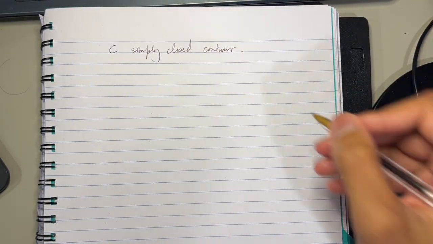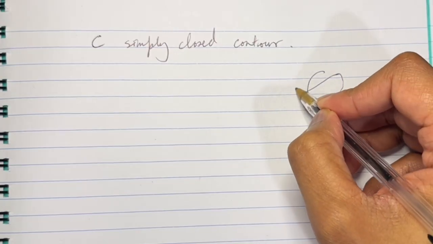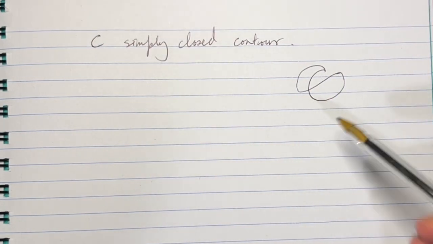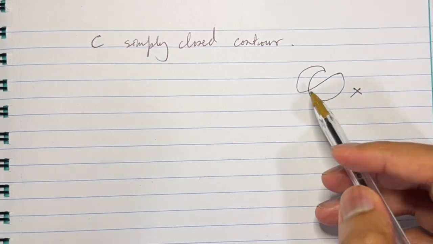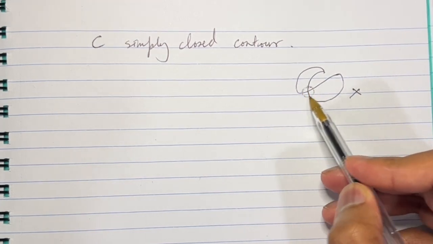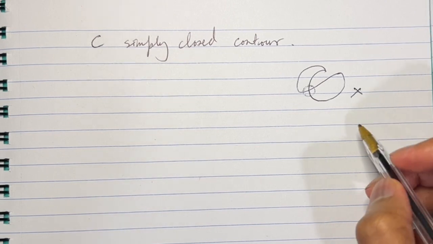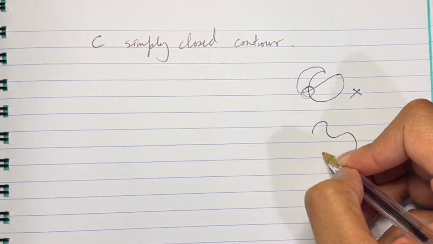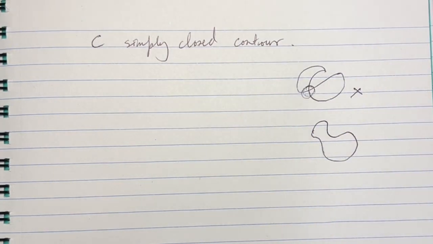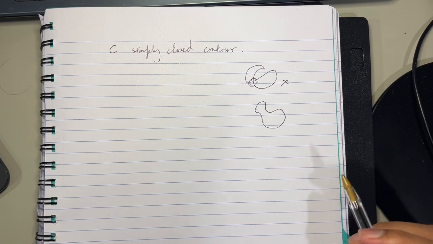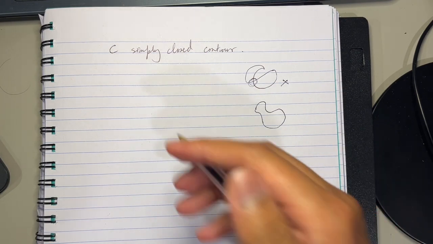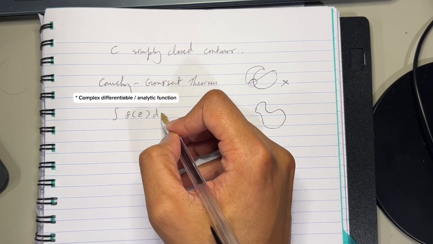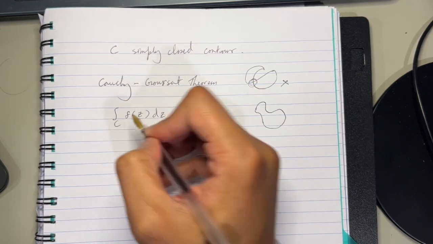So this just means that we have this curve, and for example this wouldn't be a simply closed contour, so this would not be an example of one. The reason is because there's a point where it overlaps with itself, and so a curve like this would not be simple. So an example would be something like this. This would be a simply closed contour. So we have a simply closed contour, and Cauchy-Goursat's theorem says that the integral of a complex function over this contour is 0.